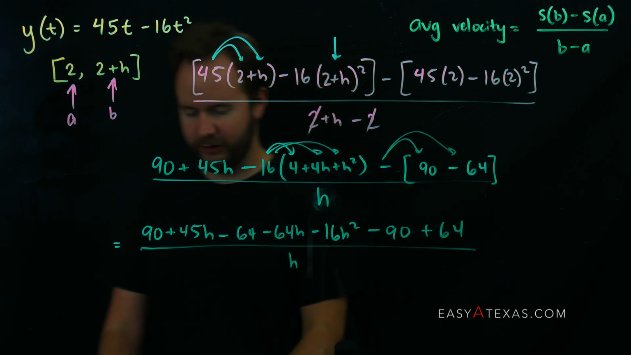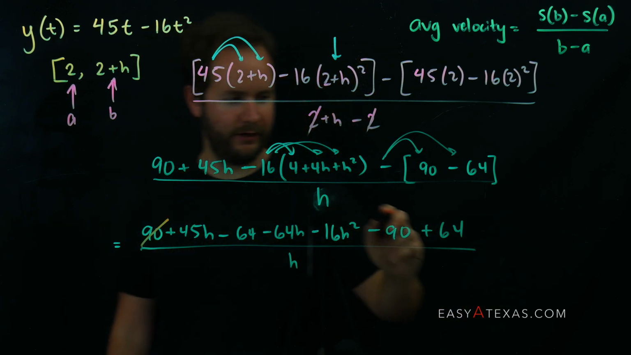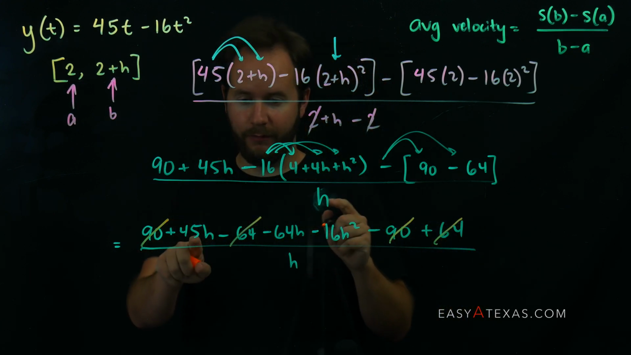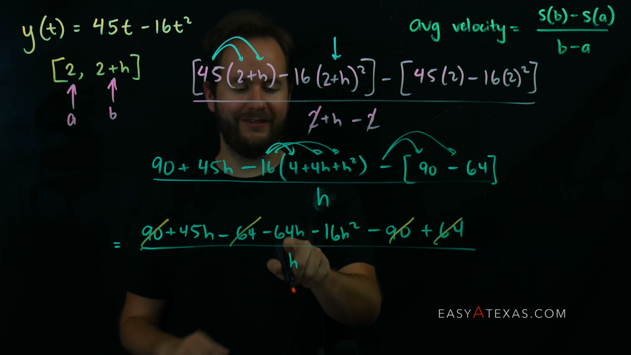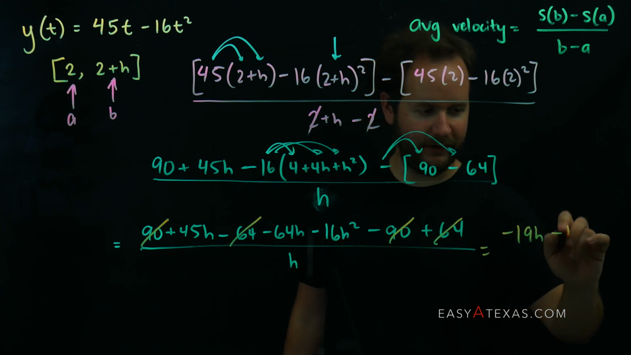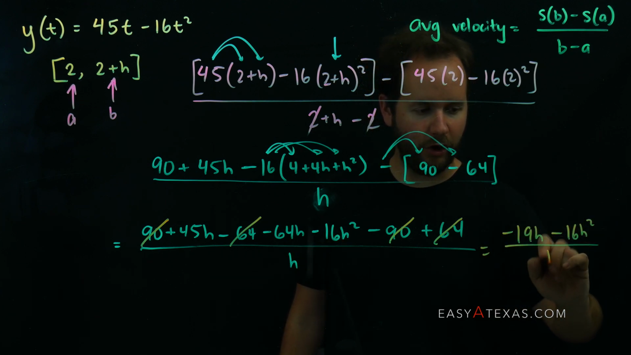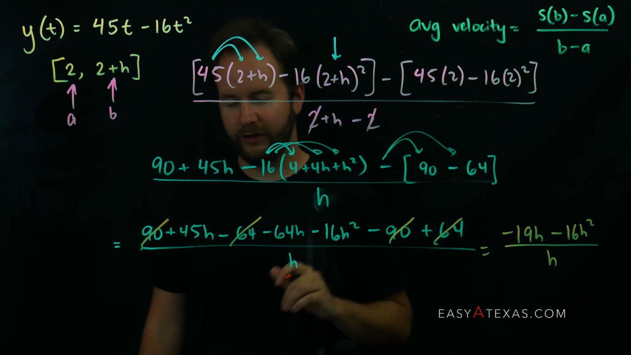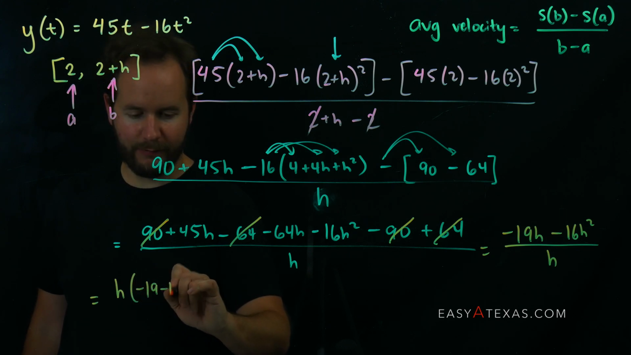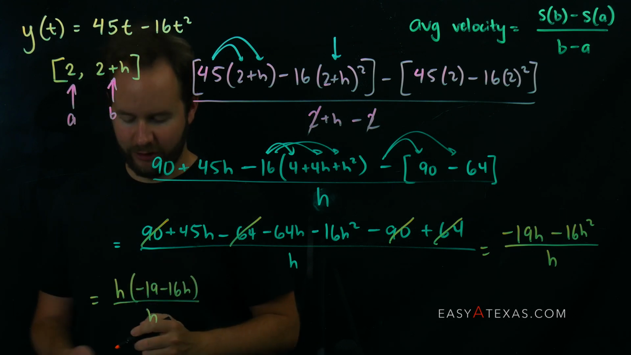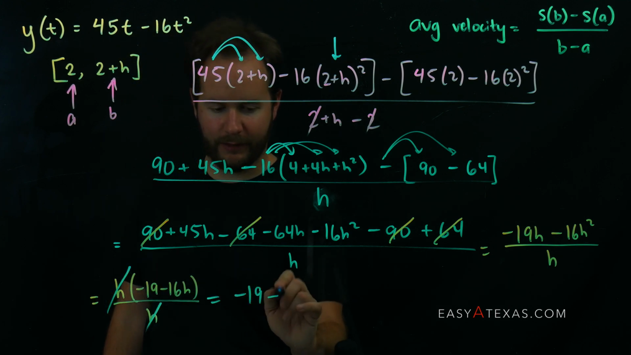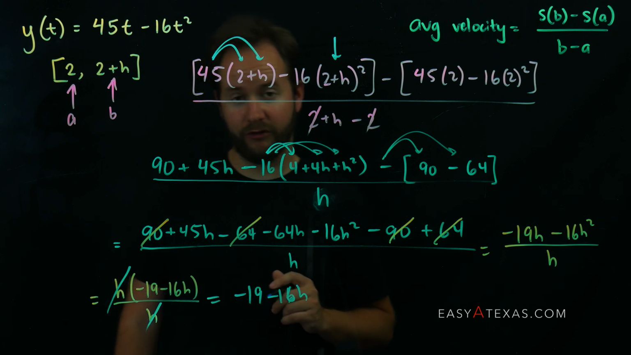Okay, let's play the cancellation game. I see a 90 here and a 90 here. I see a negative 64 and a positive 64 here. That's all that cancels right now, and I furthermore see a 45h minus 64h. That's going to give me negative 19h, and I have a negative 16h squared. And don't forget, this is still all divided by h. We're almost out of the woods. I'm going to go ahead and factor out an h from the numerator up here. So I have h times negative 19 minus 16h divided by h. These h's will then cancel, leaving me with an answer of negative 19 minus 16h. And that is your average velocity.